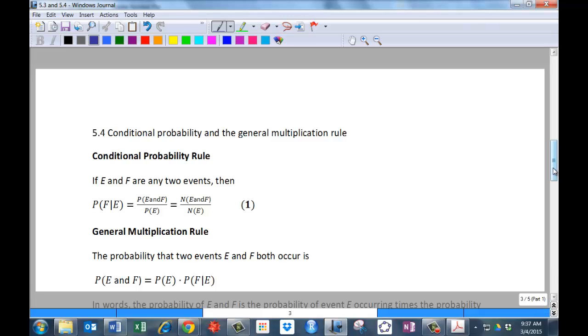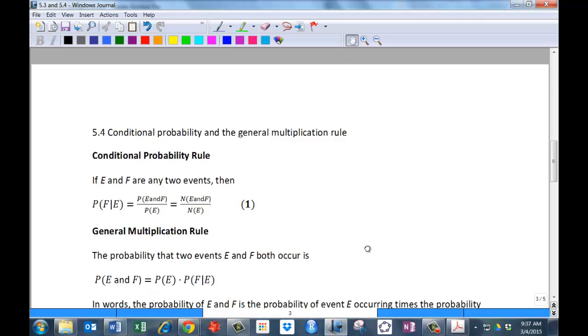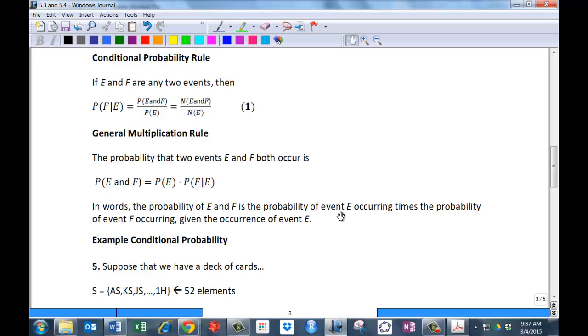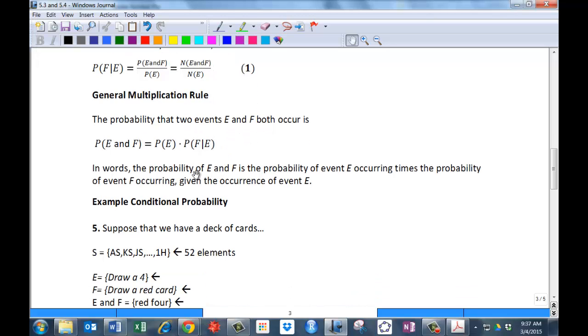All right, so let's move on to 5.4. Okay, we're going to talk about conditional probability and the general multiplication rule. So conditional probability, again, this vertical bar is read as given. And the event E is what I think about as new information. Okay, and then we have the probability that 2 events occur when they're not independent is here, and I'll show you some examples of that.